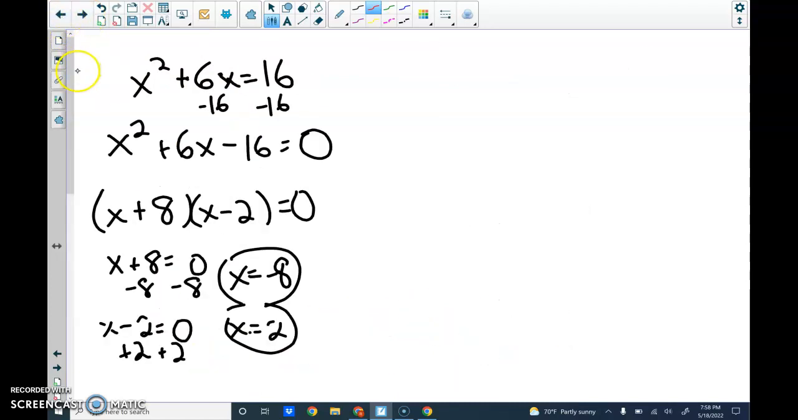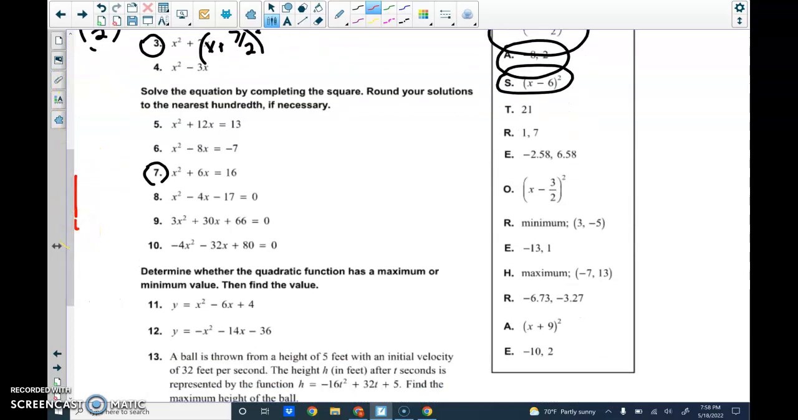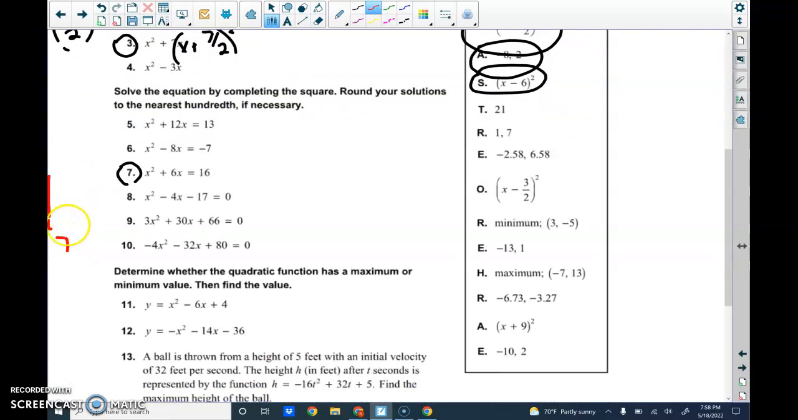All right, and then the last kind of question you had was about minimums and maximums. Okay, so remember minimums and maximums. So questions like 11 and 12. So remember, a positive graph like number 11 is going to open up like this. So there's no maximum on a graph like this. Those arrows mean it just keeps going up and up and up and up. So this is going to have a minimum.